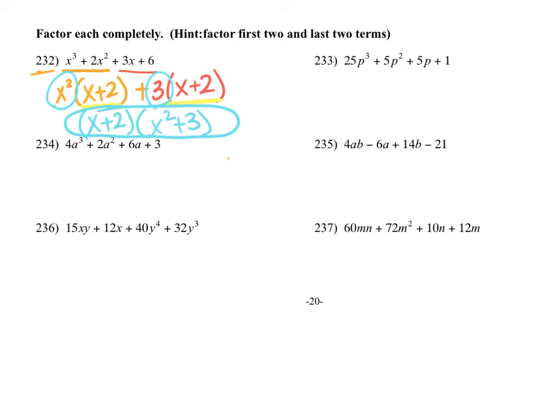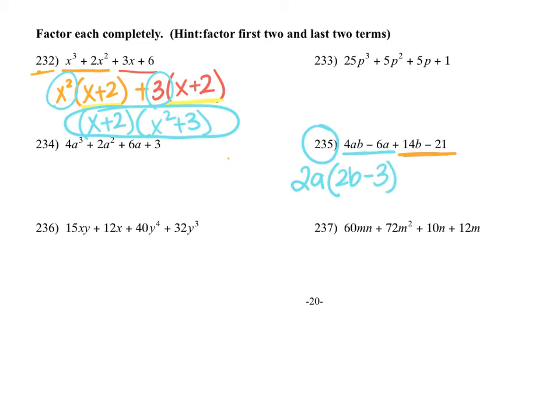So let's try one more. Let's try 235. So I have these two terms, and I have these two terms. So I'm going to have a 2. I can pull out a 2, and I can pull out an a. This would be 2b minus 3.